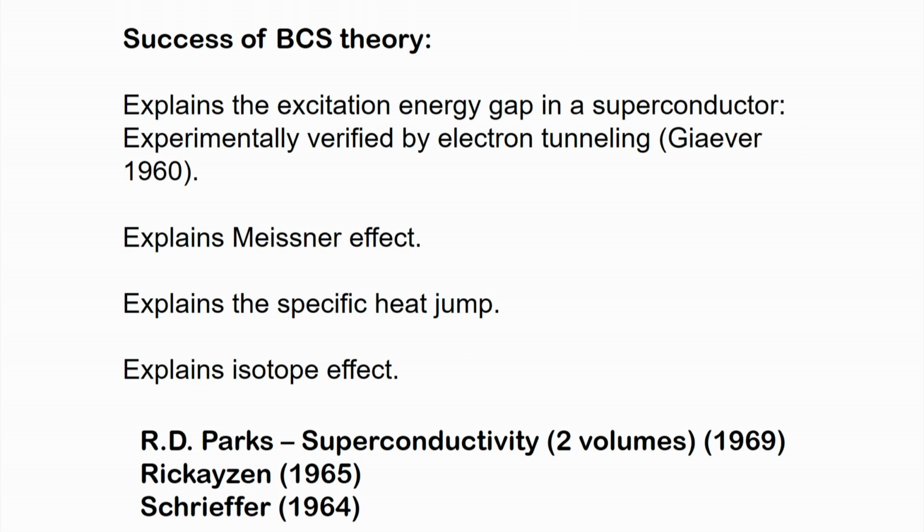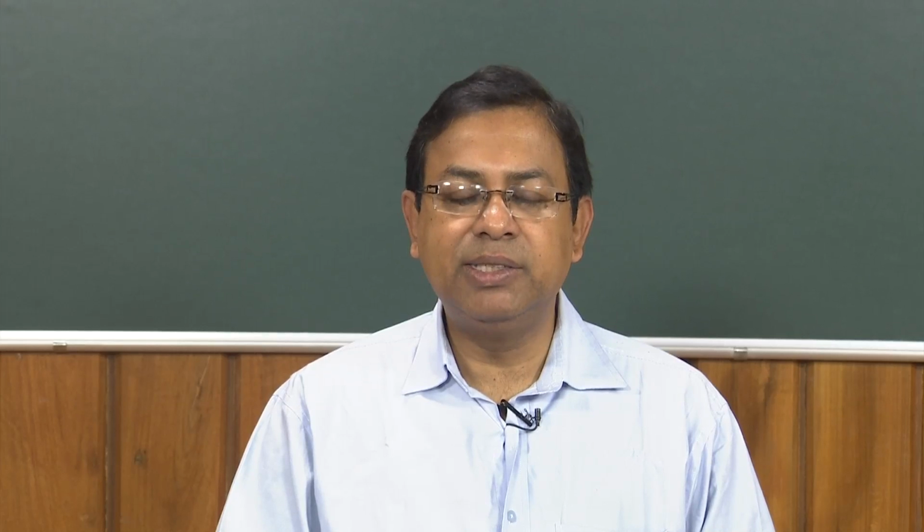So, coming to the success of the BCS theory, of course, we have not talked about BCS theory yet, but it is important to know why we should be doing it in a course like this. There are many successes. In fact, it gives the excitation energy gap, the so-called energy gap in a superconductor. There is a certain amount of energy that is required to be supplied to the superconductor in order to break the Cooper pairs and promote them to the excited state.